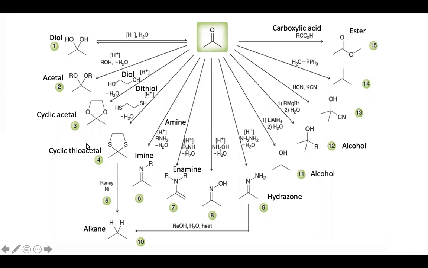One thing I want to point out here is that this thioacetal can actually be reduced to alkane with Raney nickel. So we now know, not only through alkene hydrogenation can we form alkane, but also through Raney nickel reduction of cyclic thioacetal, we can also form alkane. Of course, alcohol through LiAlH4, and also through Grignard type reagent. And last but not least, we have it react with carboxylic acid to form esters. And this is what we have with ketones.